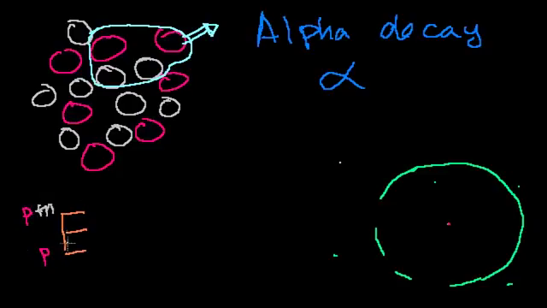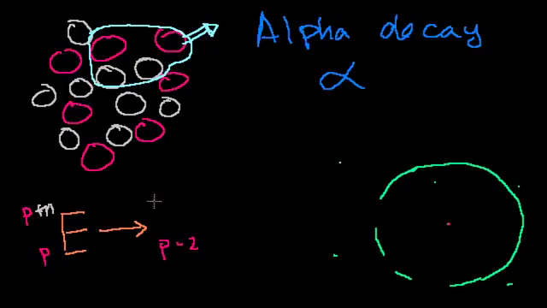Right? So when it experiences alpha decay, what happens to the element? Well, its protons are going to decrease by 2. So its protons are going to be p minus 2. And then its neutrons are also going to decrease by 2. So its mass number is going to decrease by 4.